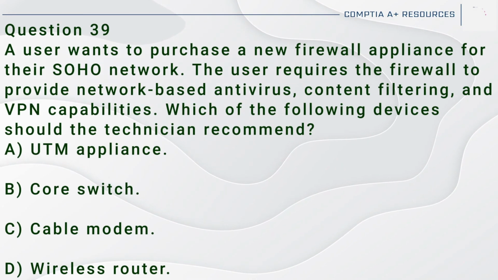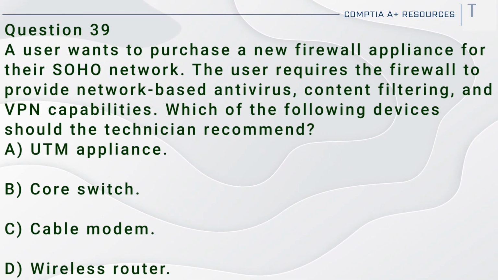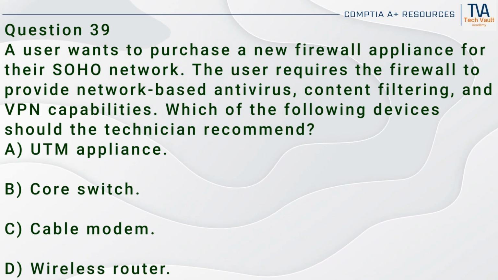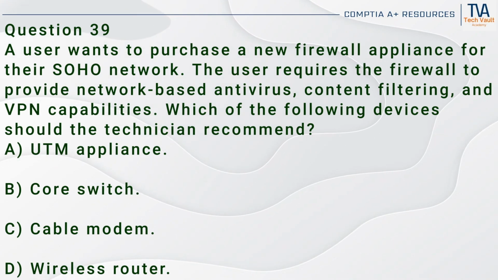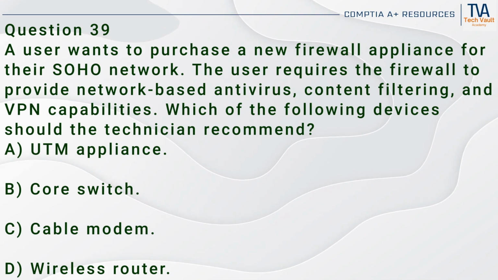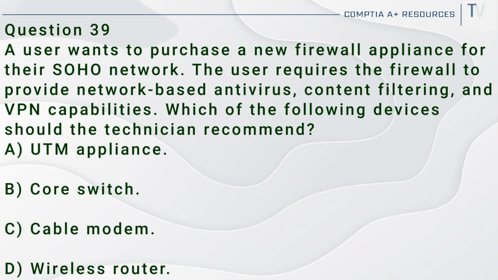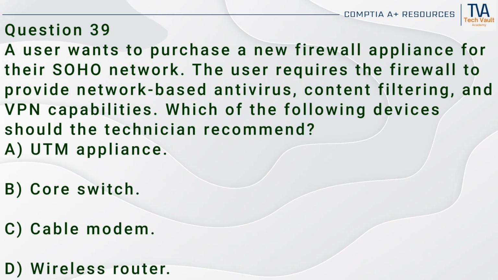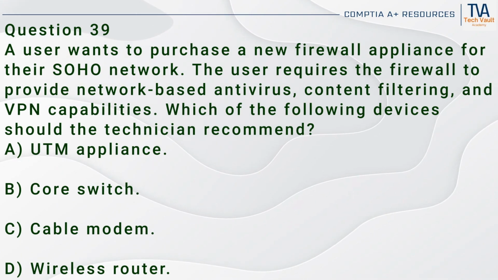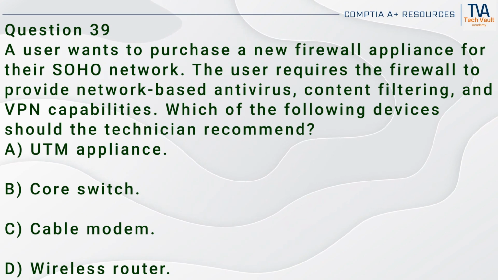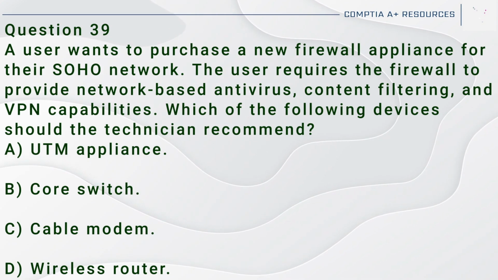Question 39. A user wants to purchase a new firewall appliance for their SOHO network. The user requires the firewall to provide network-based antivirus, content filtering, and VPN capabilities. Which of the following devices should the technician recommend? A. UTM appliance. B. Core switch. C. Cable modem. D. Wireless router.